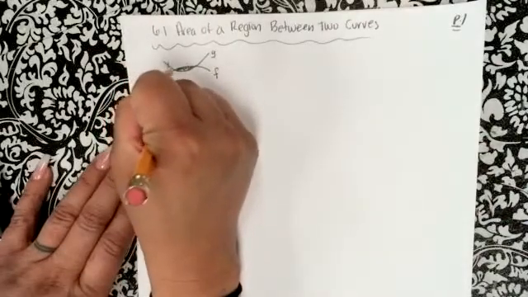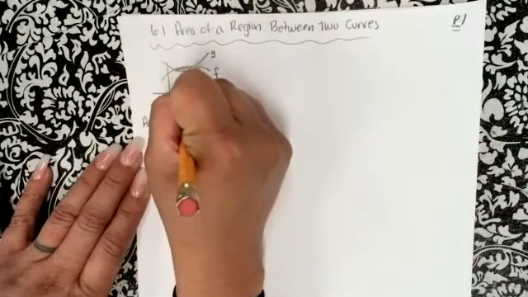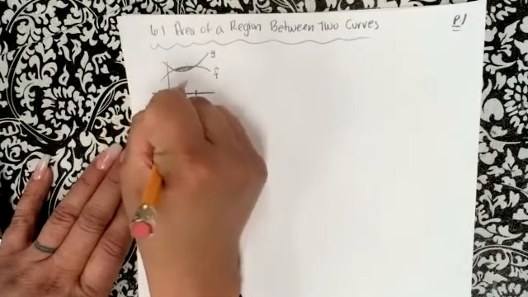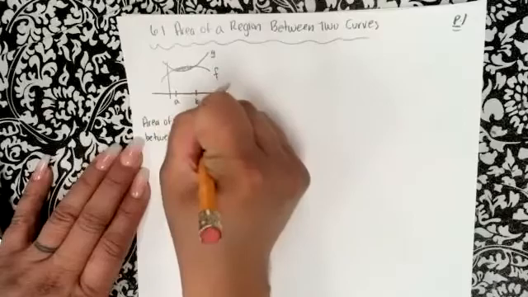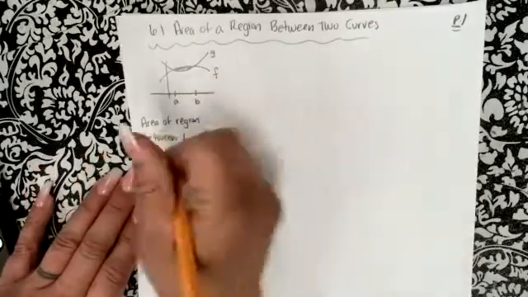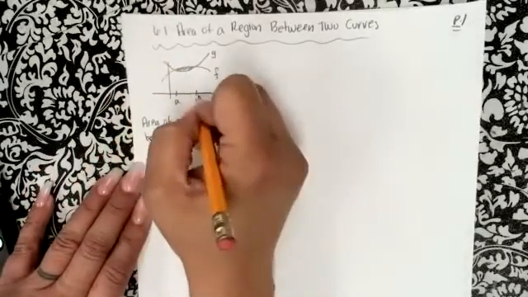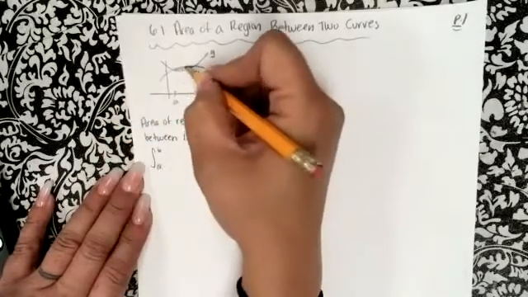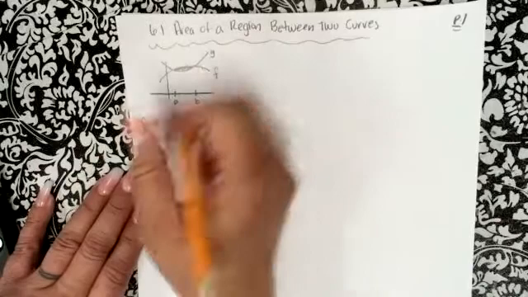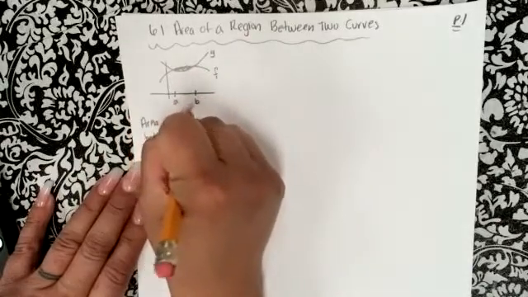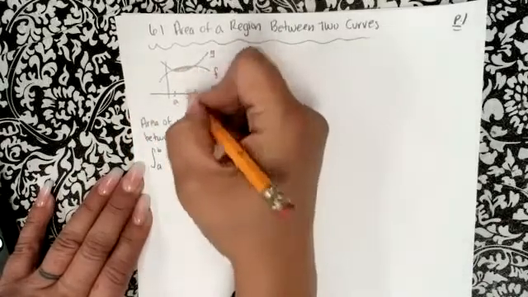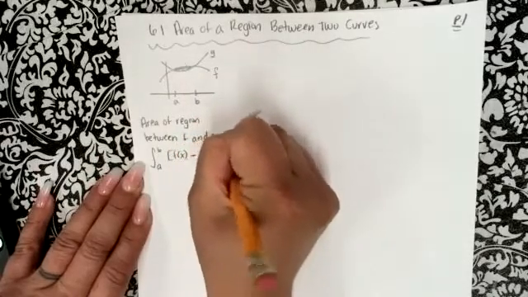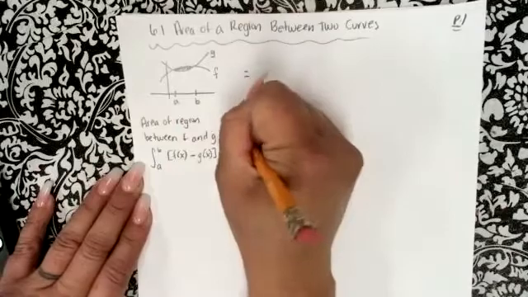So in this one, the area of the region between f and g is going to be the integral from a to b, because that's where it starts and that's where it ends. It's going to be the upper curve, which is f(x), minus the lower curve, which is g(x). Now, this is where it's coming from, though.